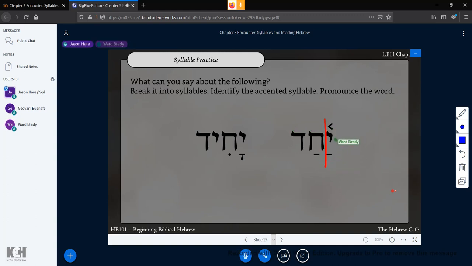Because that syllable is accented, then this one is? It has to be unaccented. If one is accented, the other has to be unaccented. Right. And in unaccented syllables, we have a rule: if it's closed, it's short. Okay, so how would you pronounce this word? Yes, good, yachad. Yachad is like togetherness. It's like being together, yachad.